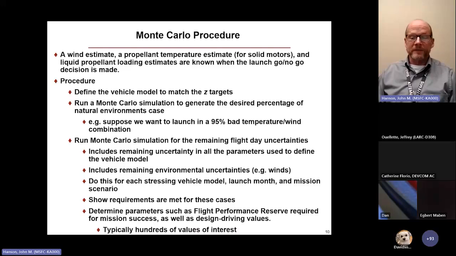For example, the flight performance reserve, which is how much extra propellant we carry to ensure that we get this thing to its destination. When you run all these variations, you can get numbers like that. You can also get design driving values, like what is the max acceleration I need to cover for, what is the highest bending load that I need to cover for, and that kind of thing. And typically there are hundreds of values of interest that we track, all sorts of things down to TVC rates, thrust vector control, that is. You name it, about this rocket.